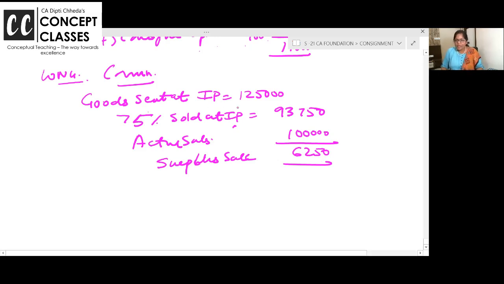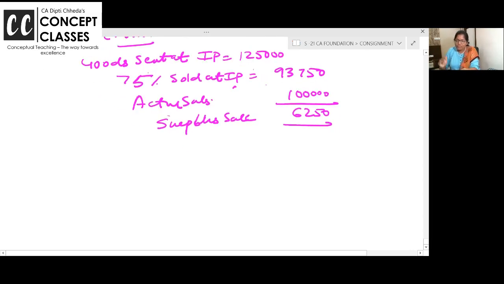Goods are sent at invoice price: 1,25,000. Okay. 75% of goods are sold at invoice price. That's given; the language says 75% is sold. So sell at 93,750, including profit. But actual sales were 1 lakh. You took effort with the consignee and sold it at surplus sales.